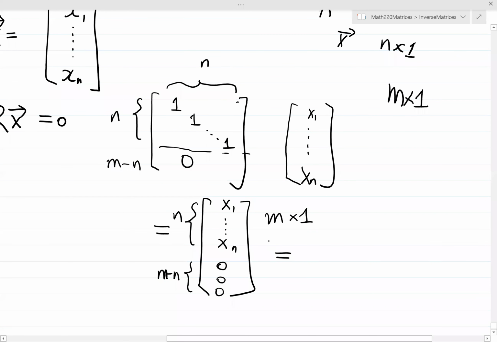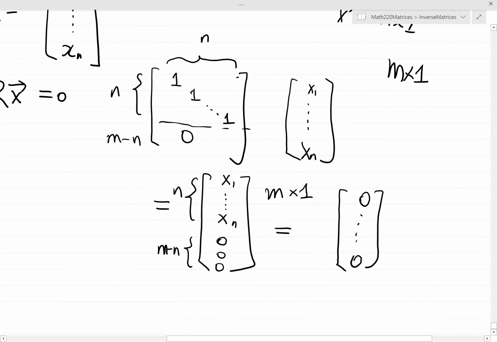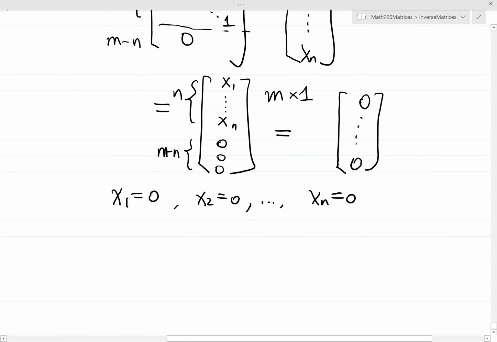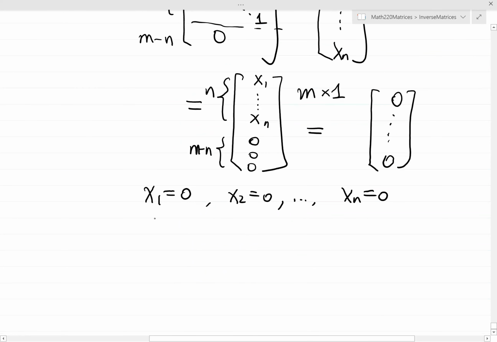And if this is in the null space, this means everything should be 0. In particular, x1 is 0, the first component is 0, x2 is 0, and so on, up to xn being 0. So the null space can only have the trivial zero vector solution. So for a matrix with full column rank, let A be a full column rank matrix.